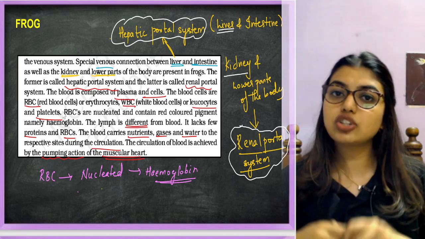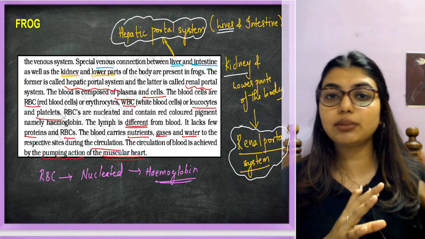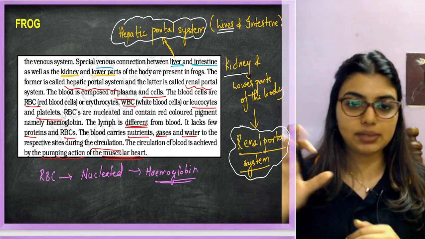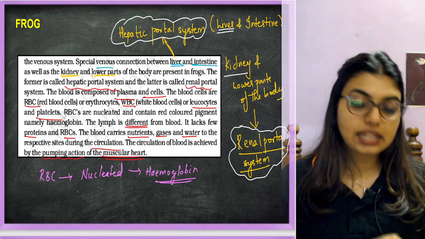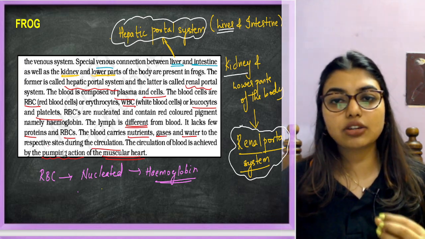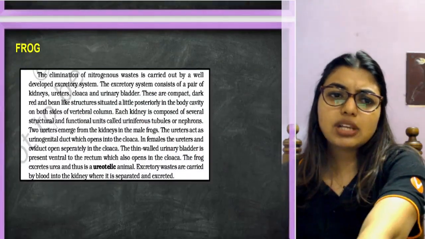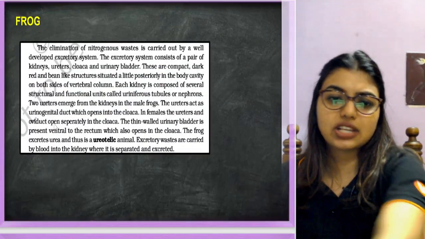Then the lymph is also different from the blood because it will have only some proteins, and it will not have RBCs. It will only have WBCs. Okay. Now, the blood carries nutrients, gases, and water to the respective sites, and the circulation is because of the pumping action of the heart. Same thing, very similar to us, but extra things we learn, like the sinus venosus.